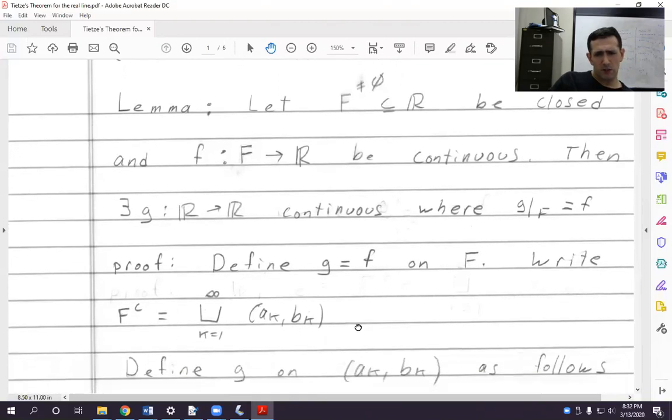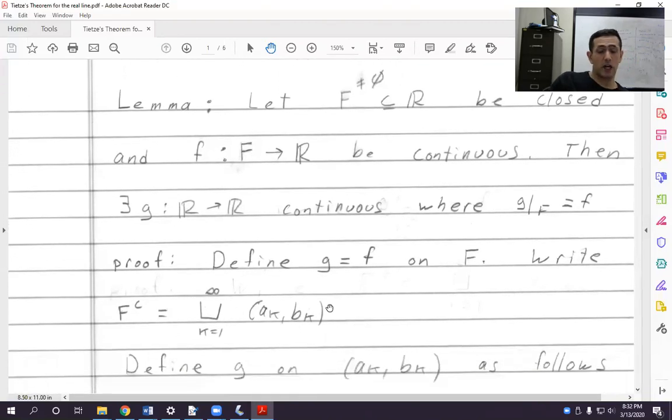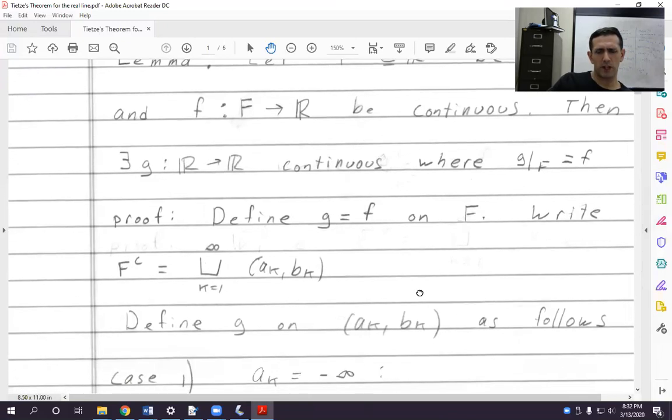And I should mention, because this is a disjoint union, if I define g on each of these open intervals, then g will be well-defined on F complement. And because it's defined to be little f on big F, it'll be well-defined on all of the real line. Okay. So depending on which case we're in, let's look at the first case.